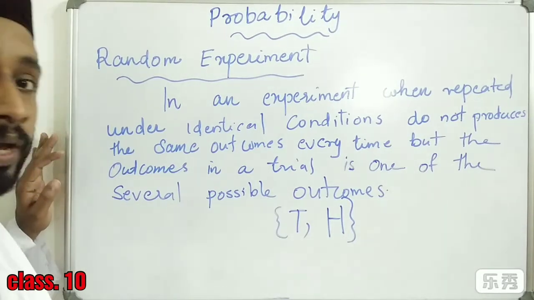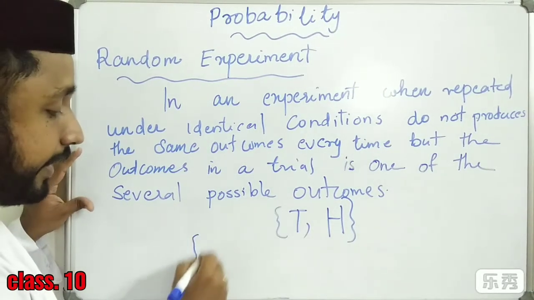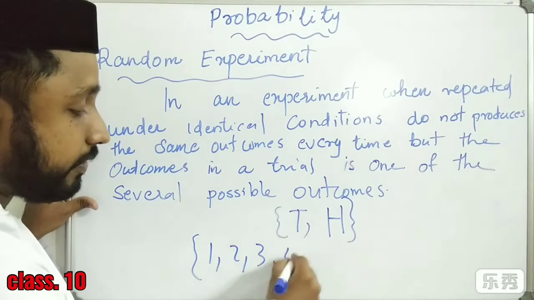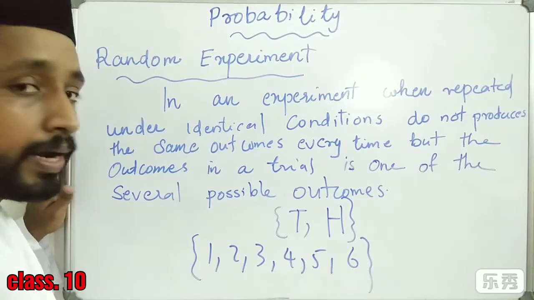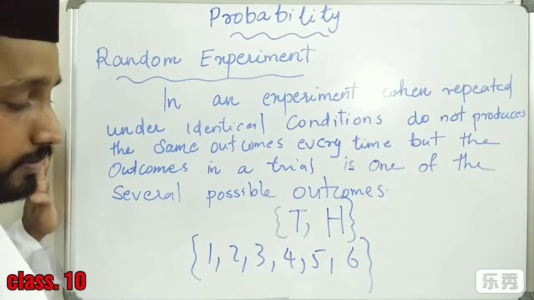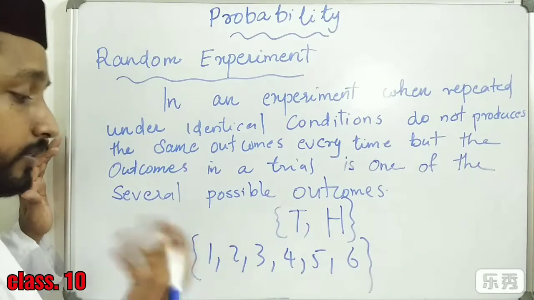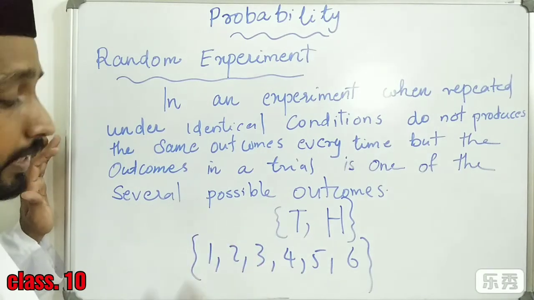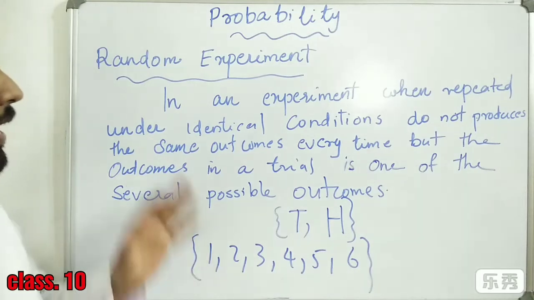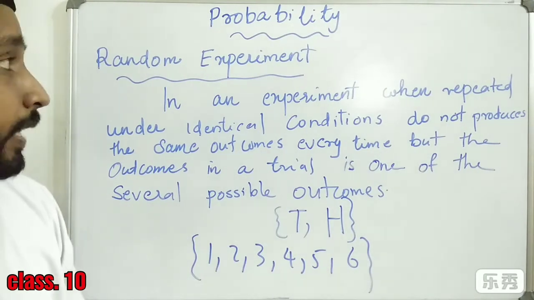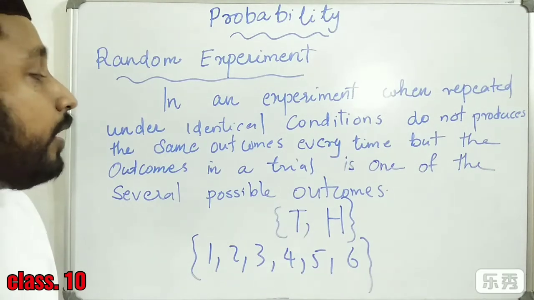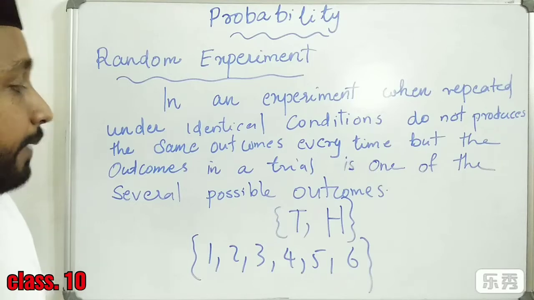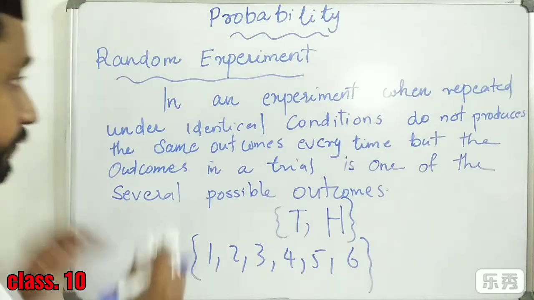Another example, rolling a dice. We know in a dice 1, 2, 3, 4, 5, 6 are marked. So these are the numbers marked on a dice. Rolling a dice, sometimes one will get 2 or 3, 4, 5, 6. Any number will come. So rolling a dice is another random experiment, where repeated under identical conditions, the outcomes are not the same every time, but one of the several possible outcomes.